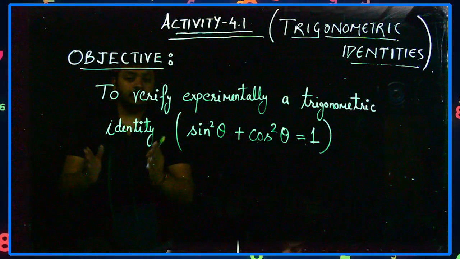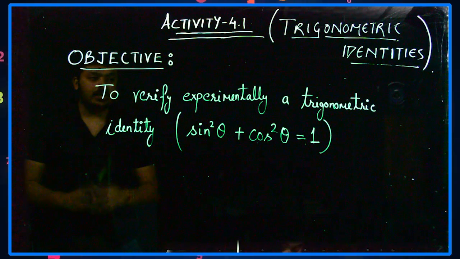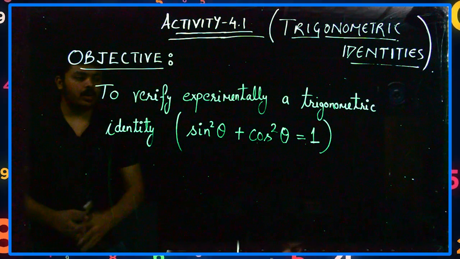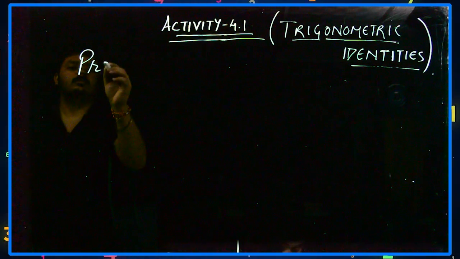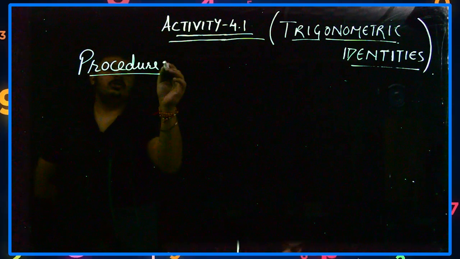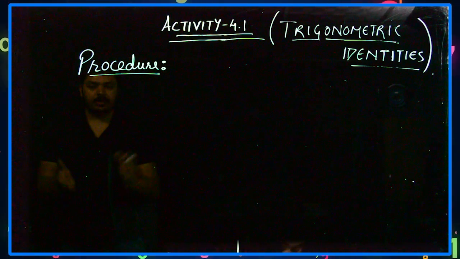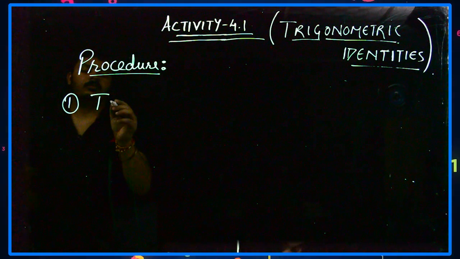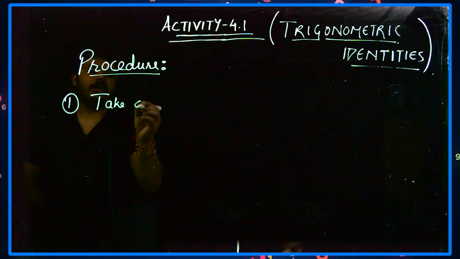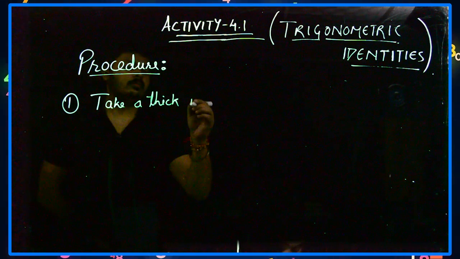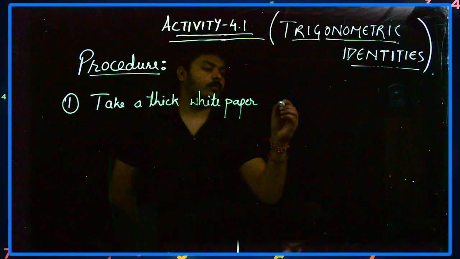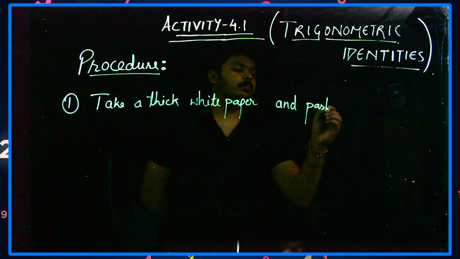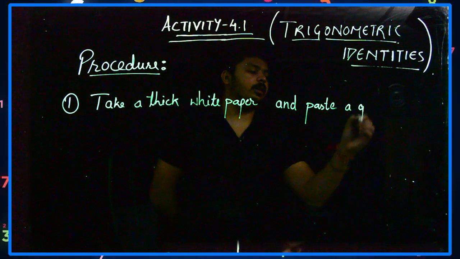So students, our objective for this activity is to verify experimentally a trigonometric identity: sin square theta plus cos square theta equals 1. The procedure for the given activity is, step 1: take a thick white paper and paste a graph paper on it.